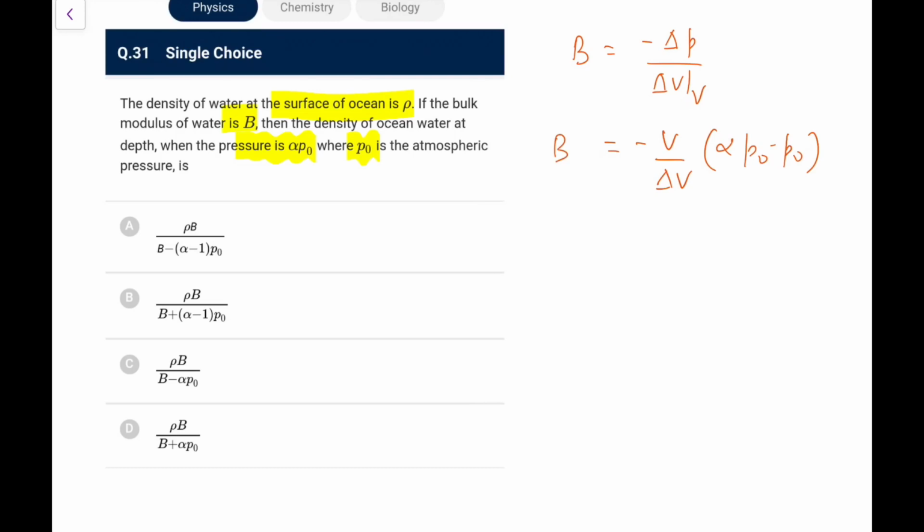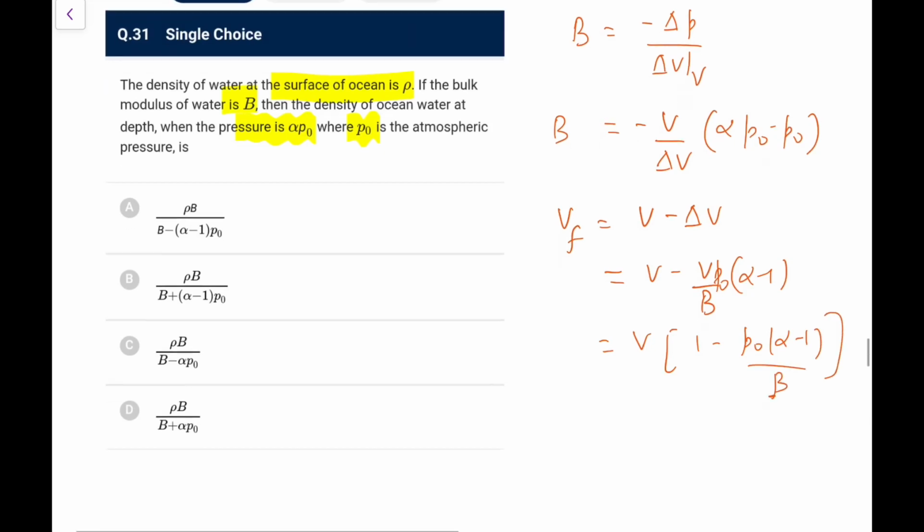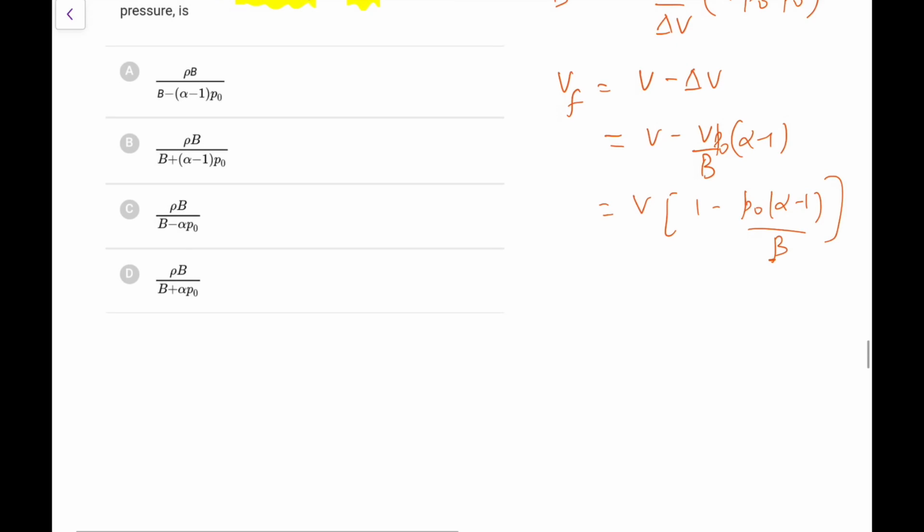Now the final volume would be equal to V minus delta V, because pressure has increased. So we have to just check the magnitude of delta V. The magnitude of delta V is V by B into P naught, taking common alpha minus 1. So what we have now is V times 1 minus P naught into alpha minus 1 by B, the bulk modulus, you can write it like this. Now density would be inverse to volume.